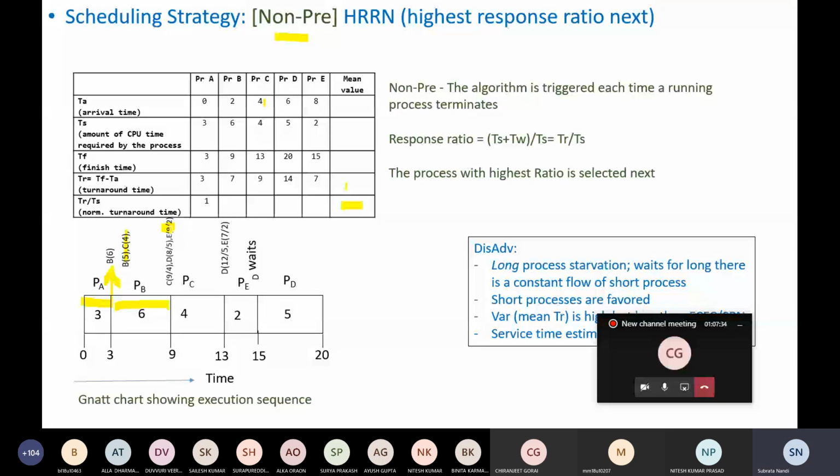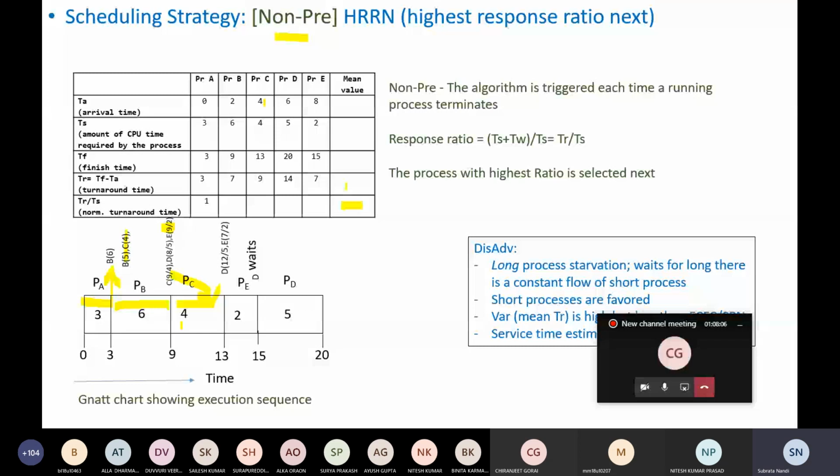Highest response time is C, and C gets scheduled because, you see, its service time is 4 and it has already waited for 9. So if you allow it to wait for long, this process is effectively going to increase the overall mean of the normalized turnaround time. So this should be immediately scheduled.